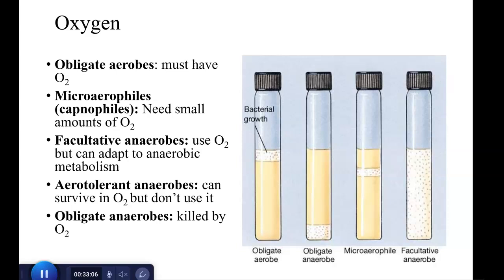So if we were to see cloudiness at the top, that means that the bacteria would need oxygen. We would call that an obligate aerobe, where it has to have oxygen. If it grows just a little bit below the surface, it likes a little bit of oxygen, but it likes a little bit of carbon dioxide as well. We would term that a microaerophile or a capnophile. Capnophile means that it likes carbon dioxide.